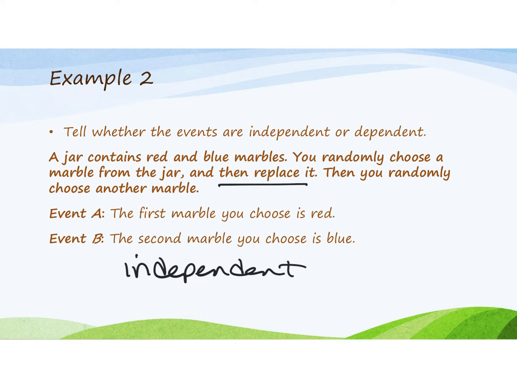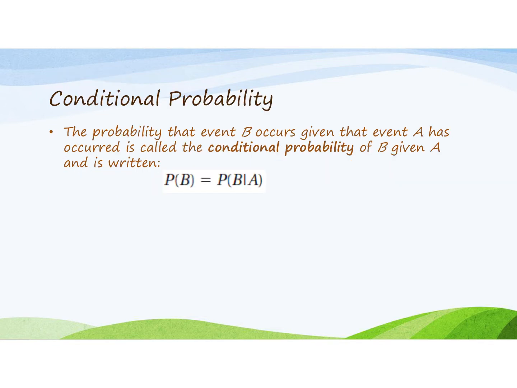Now let's look at the notation for conditional probability. The probability that event B occurs given that A has already occurred is called a conditional probability. It's written as the probability of B given A, and it's written in this format.